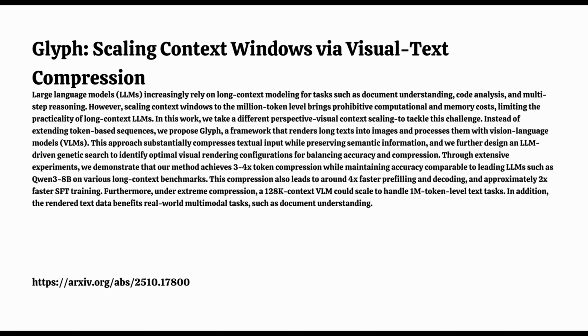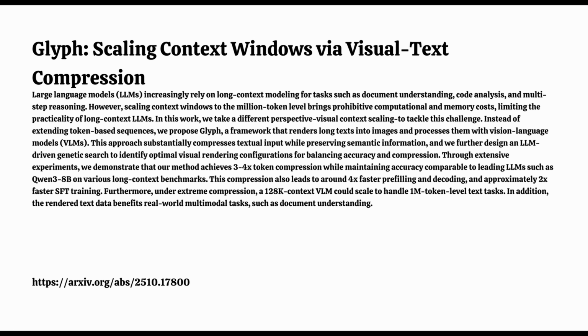Can you give the specific numbers from the benchmarks? On average, they found an effective compression ratio of 3.3x on LongBench and 3.0x on MRCR. Okay, so similar performance, much less input data for the model to process. That implies a scaling advantage, right?